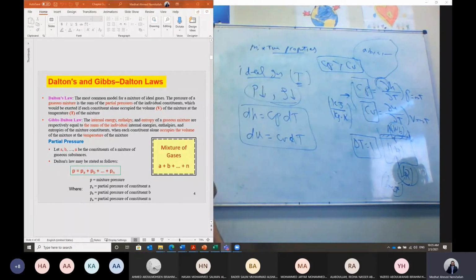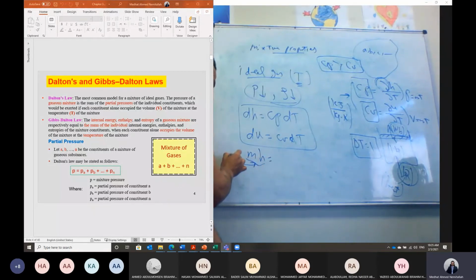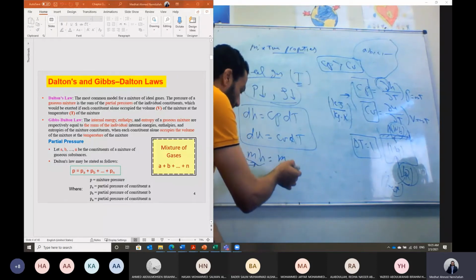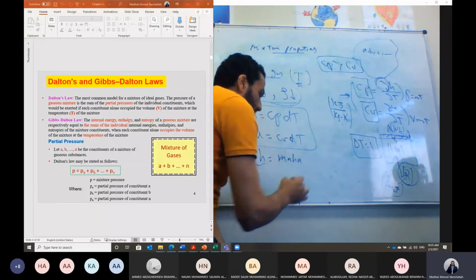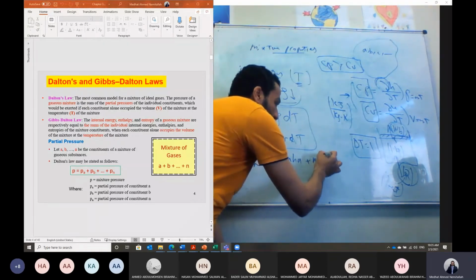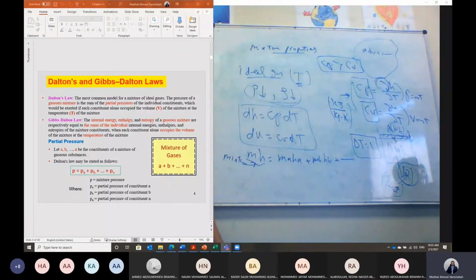Okay? But if we have a gas mixture, the total enthalpy will equal the total mass multiplied by the specific enthalpy. This is for the mixture. It will equal what, guys? Let's say mass A multiplied by enthalpy HA plus mass B multiplied by enthalpy HB, plus whatever number of components we can add here.